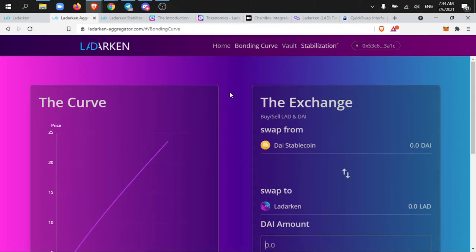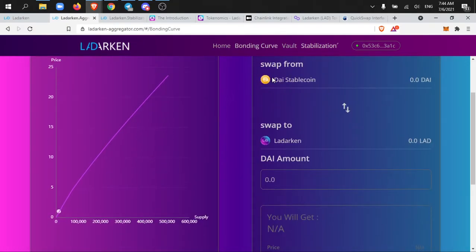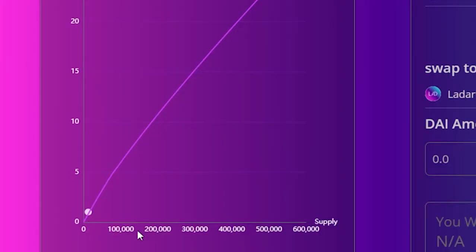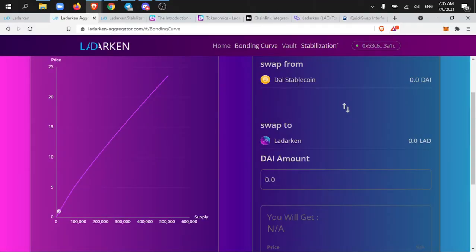Next, we'll come over and look at the bonding curve. Essentially the way this works is as the supply of LADARKEN increases, so does the price. So at 100,000, you would roughly get LADARKEN for about $5-6, meaning you could come here and trade DAI for LADARKEN at $6. Now that works. That's a really good thing if the price is above $6, for instance, because it provides a floor to help support the price.